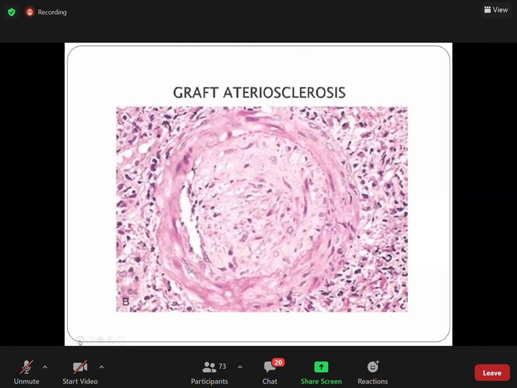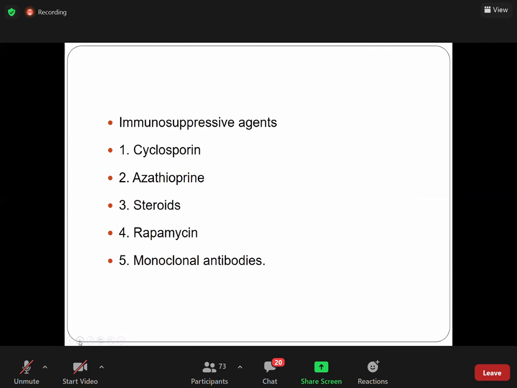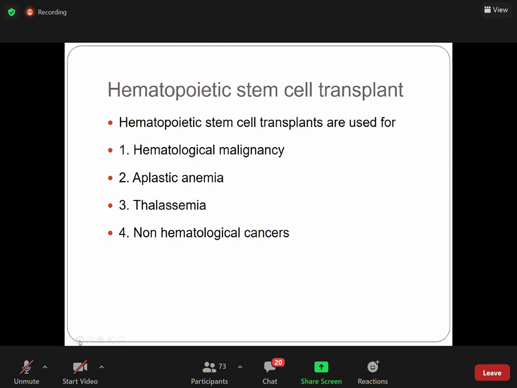Okay, so let's proceed. Can someone tell me about hematopoietic stem cell transplant? Hematopoietic stem cell transplant is used for blood diseases like acute leukemia, anemia, hemoglobin disorders, and some immune deficiency disorders, severe immunodeficiency disorders.